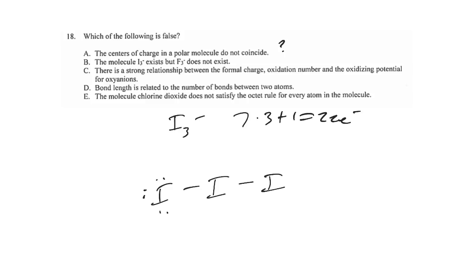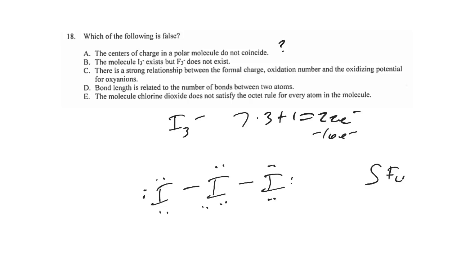Lone pairs all the way around. And so that'd be 16 electrons. So we're going 1, 2, 3 pairs of electrons on I. So F3 minus would not exist because F would have to expand its octet in the Lewis structure, and we should never have, even in a Lewis structure, a second row atom violating the octet rule. Those types of compounds just don't exist.